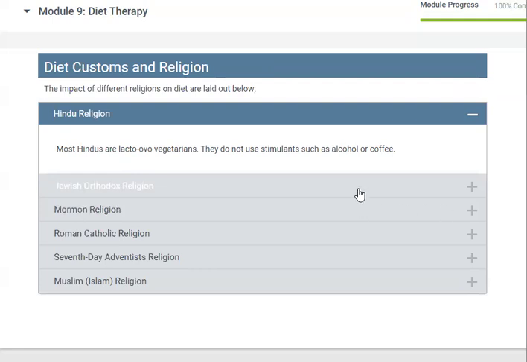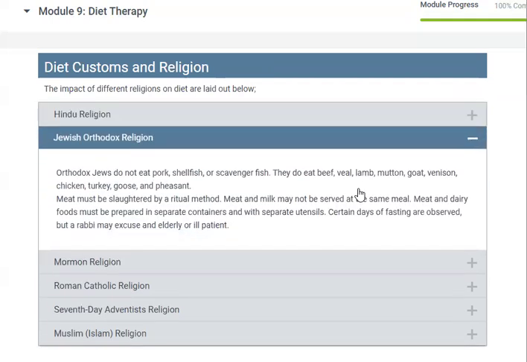Jewish Orthodox religion. Orthodox Jews do not eat pork, shellfish, or scavenger fish. They do eat beef, veal, lamb, mutton, goat, venison, chicken, turkey, goose, and pheasant. Meat must be slaughtered by a ritual method.